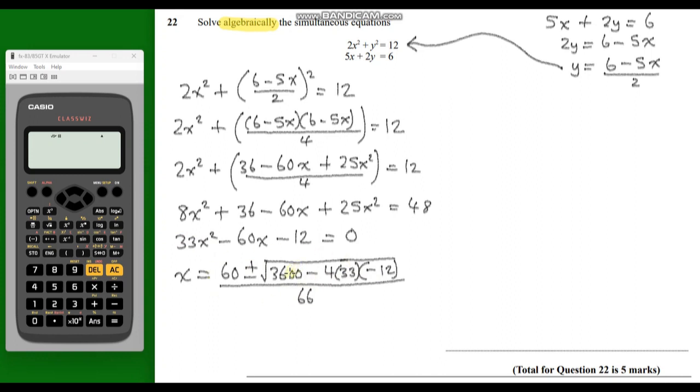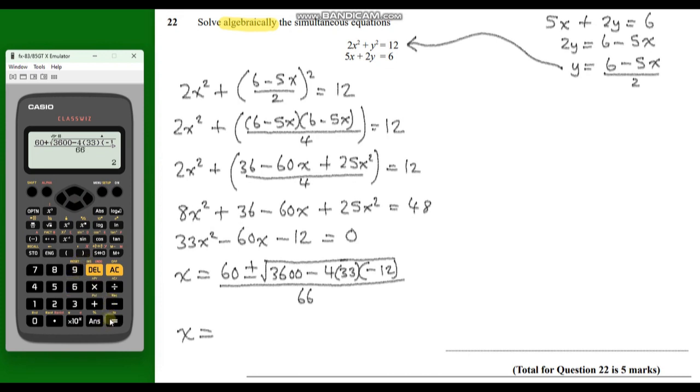So we've got our formula here. We don't need to do this in our head or on paper. We can just pop that into the calculator. And we are going to have two solutions because we've got plus and minus. So I'm going to do the positive solution first. So we get the fraction up. So we've got 60 plus the square root of 3,600 minus 4 times 33 times negative 12. Close brackets, and then in our denominator we need to put 66.